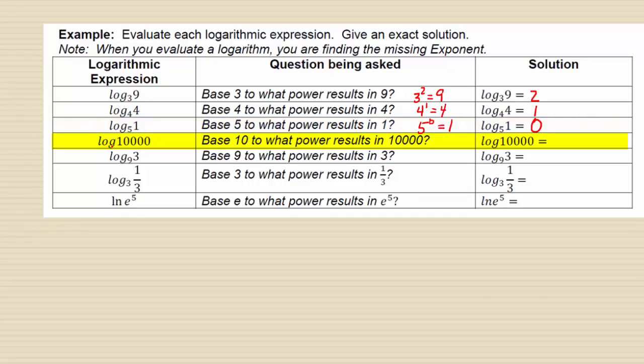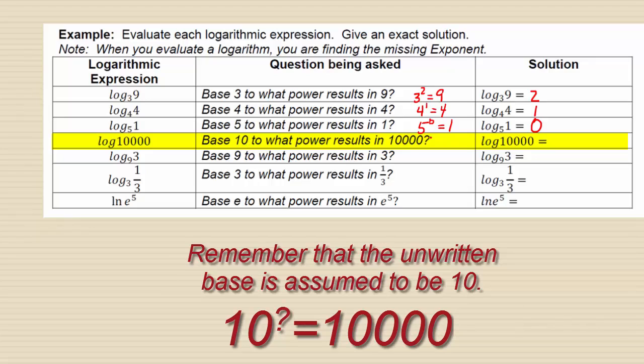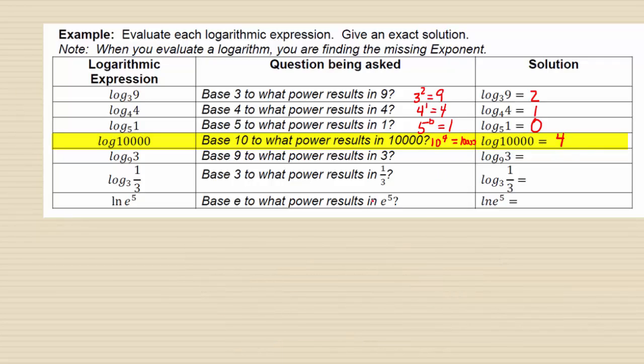How about log of 10,000? 4. Very good. 10 to the power of 4 is equal to 10,000. The number of zeros, right? So that's going to be a 4. Okay, here's a weird one because you get a smaller number. Log base 9 of 3. Base 9 to what power would give you 3? A square root. Yeah? Very good. So 9 to the 1/2 power equals 3. So that means log base 9 of 3 is 1/2.